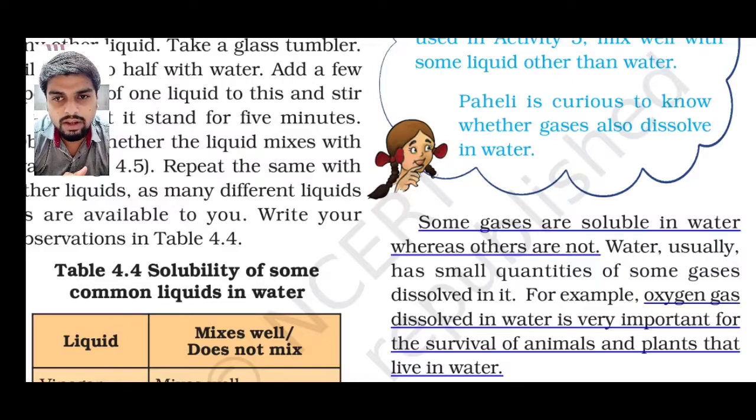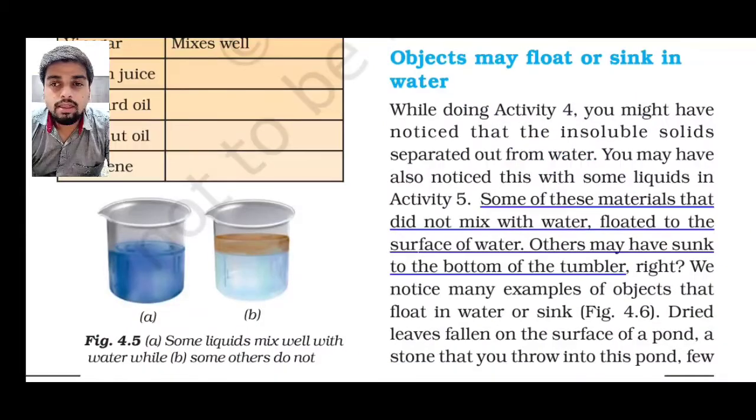I hope you are clear with this property of soluble and insoluble substances. The next property is that objects may float or sink. So let's take another example.